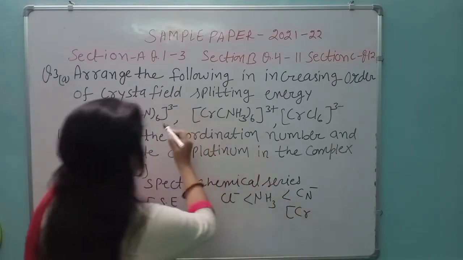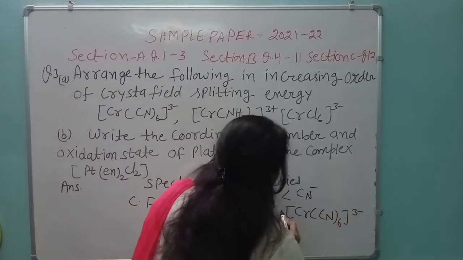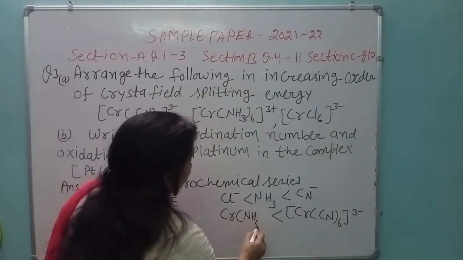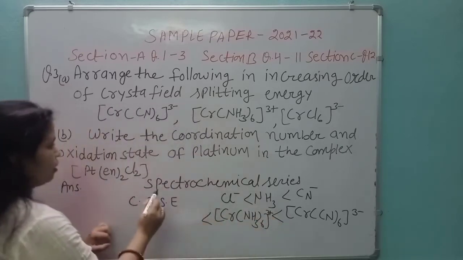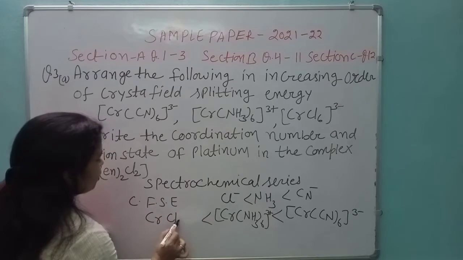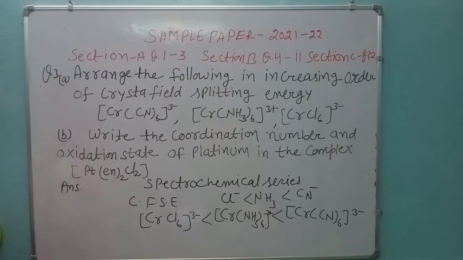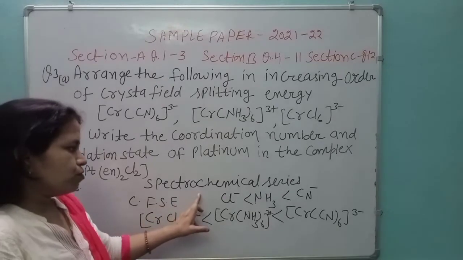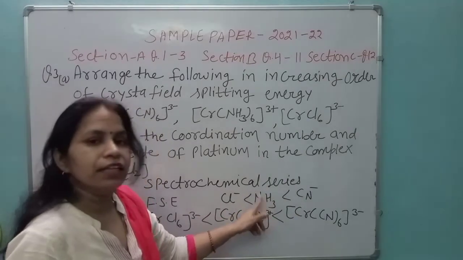Chromium, Cr(CN)6 3 minus, then Cr(NH3)6 3 plus, and the last is CrCl6. Cl is a weak ligand and cyanide is a very strong ligand. So this is the order of CFSE. So write down the answer of the first question. According to the spectrochemical series, the strength of the ligands is cyanide, ammonia and chloride.